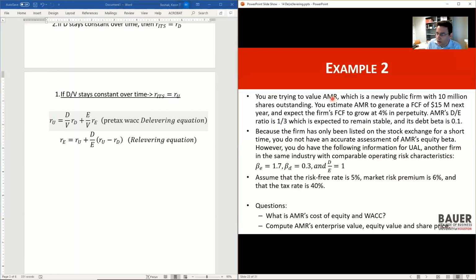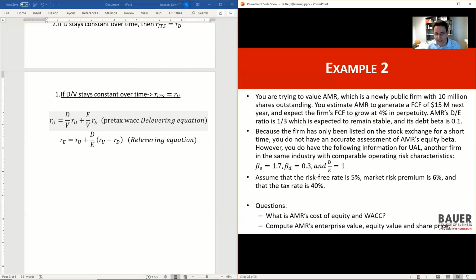You're trying to value a company called AMR. Now it's newly public. So that means that you don't have very much information on their stock, right? You can't estimate a beta if you don't have very much stock data. We have some information on how many shares are outstanding, 10 million shares outstanding, and you estimate their free cash flows are going to be $10 million next year, and you expect that the free cash flows are going to grow at 4% in perpetuity. You also know their debt to equity ratio is 1/3, and you expect that to remain stable.